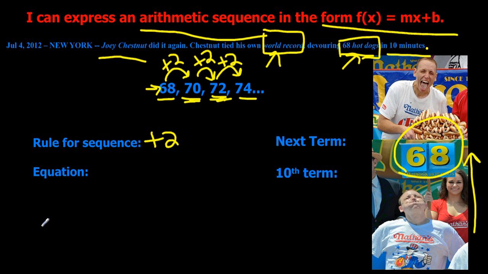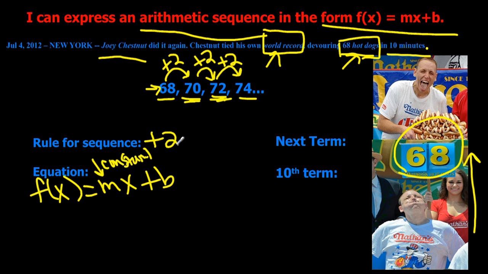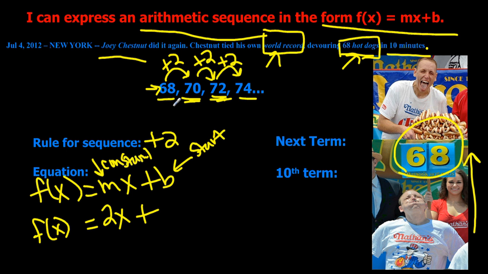And then I might also think about what Joey's equation would be for his training sequence here. So we'd have f of x equals mx plus b as how we would write our equation for our sequence, where our m is our constant rate that we're going up, and our b is our starting value. So in the case of Joey, it's constantly going to be trying to go up by 2. So he's going to have f of x equals 2x plus his starting value at 68, the incredible 68 hot dogs.